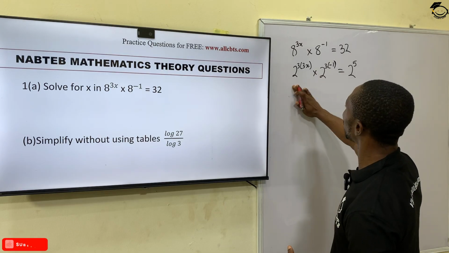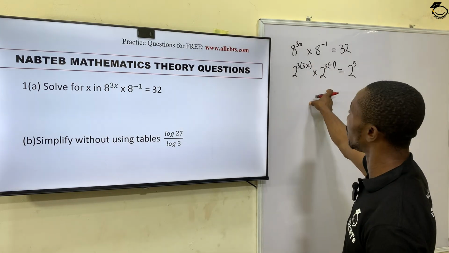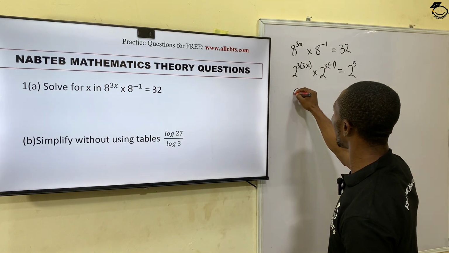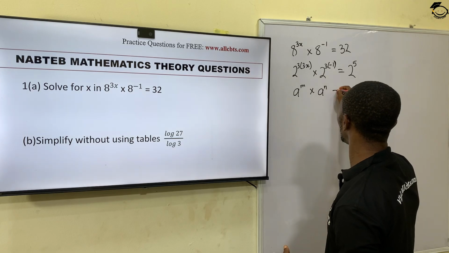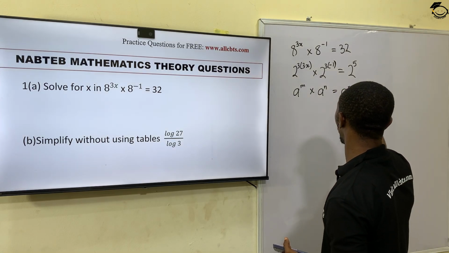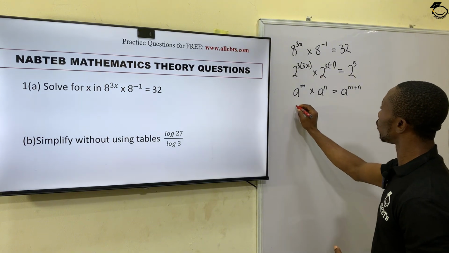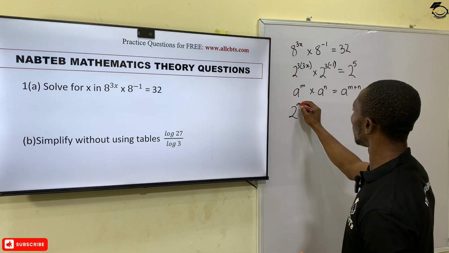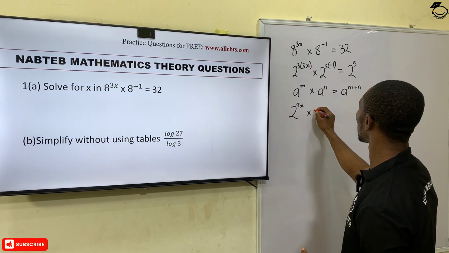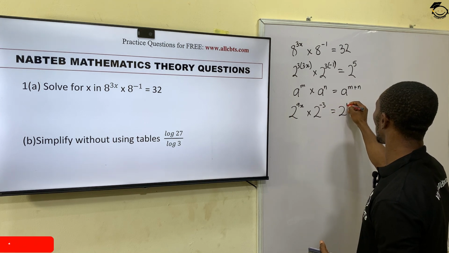First off, before equating our bases, we turn our multiplication sign to addition, applying the indices law, where we have a raised to power m times a raised to power n would give us a raised to power m plus n. Now, applying our indices law here, we have it as 2 raised to power 3 times 3, 9x, times 2 raised to power minus 3 equals 2 raised to power 5.